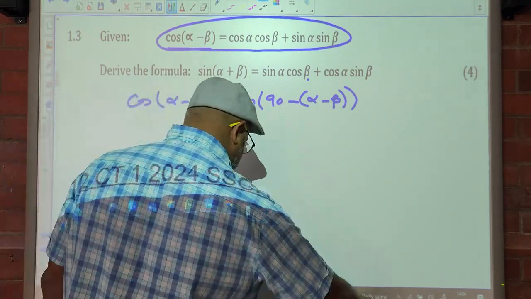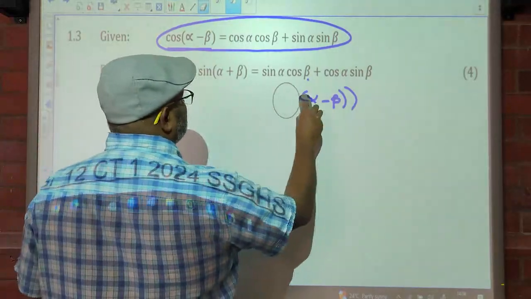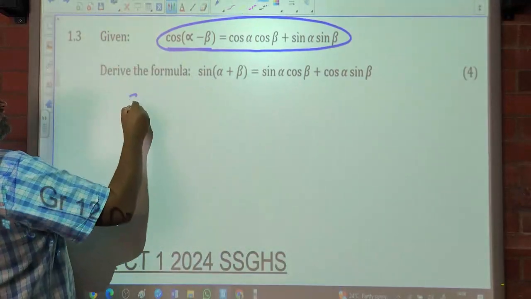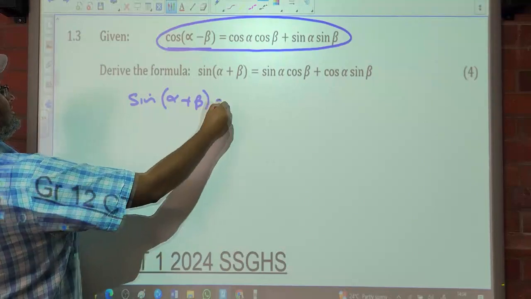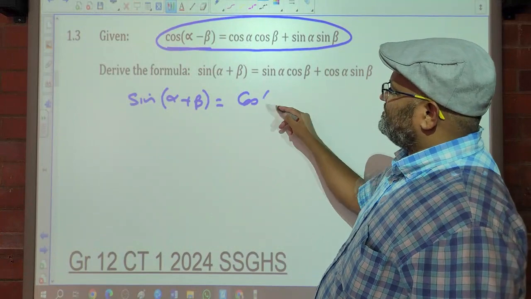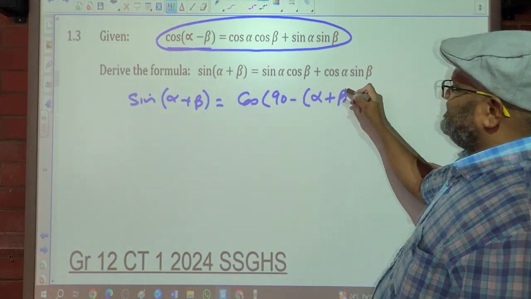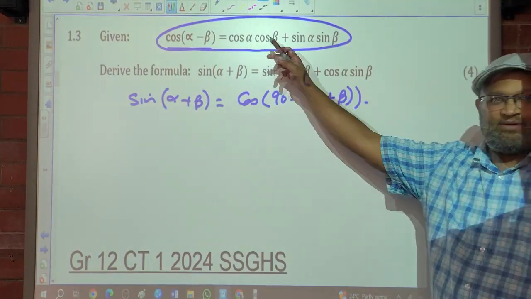No, I made a mistake. I'm supposed to start with sine. First thing you have to say, sine of alpha plus beta can be written as what? Cos. Yes, I understand what you're saying. Cos 90 minus alpha plus beta. Thank you. Now I can use this formula.